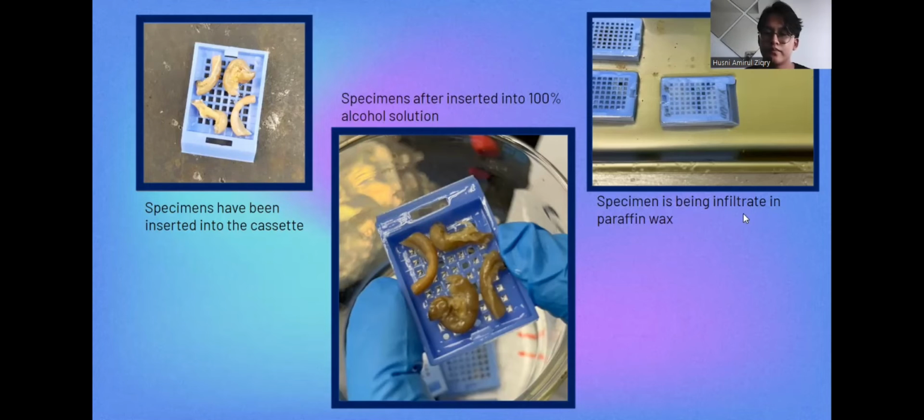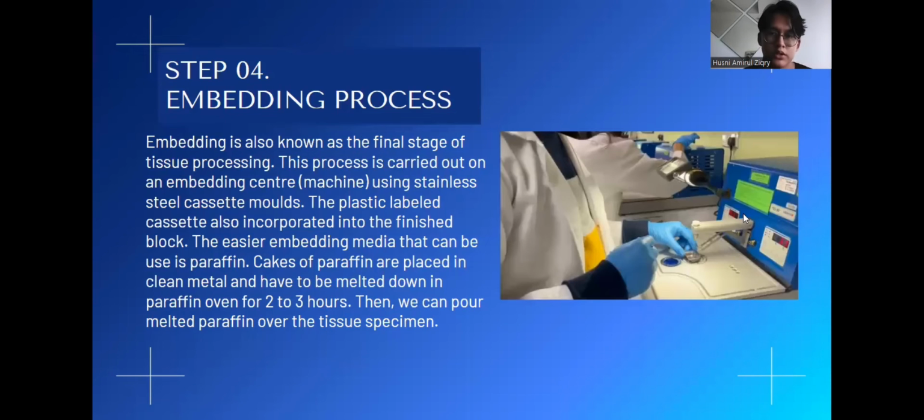So we move to the next part, which is the embedding process. Embedding is also known as the final stage of tissue processing. This process is carried out on an embedding center, which is an embedding machine, using a stainless steel cassette mold. The plastic label cassette is also incorporated into the finished block.